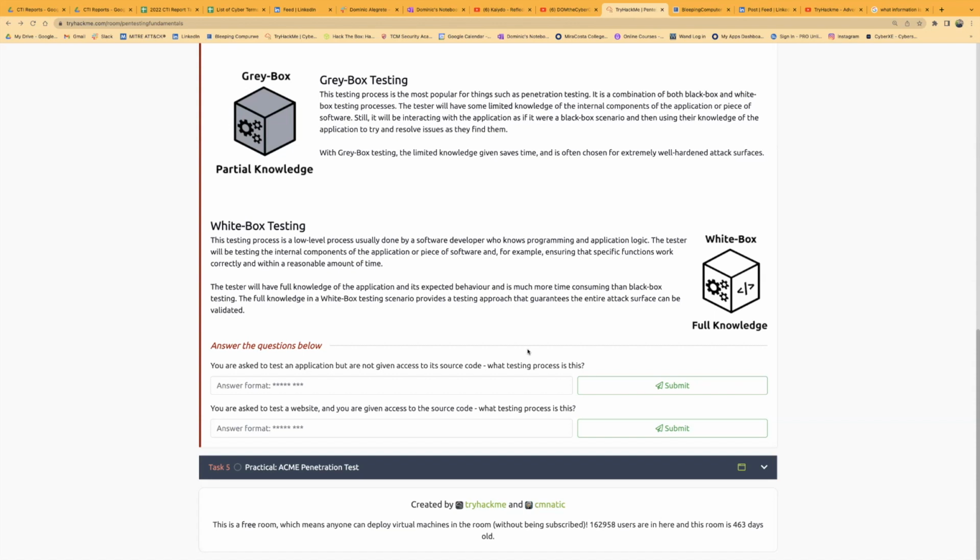This person with the full knowledge saves a lot of time and is actually the quickest, right? Or my bad, sorry. My fault. It's actually the opposite of that. It's much more time consuming than black box testing because the full knowledge in the white box testing scenario basically provides a testing approach that guarantees the entire attack surface can be validated.